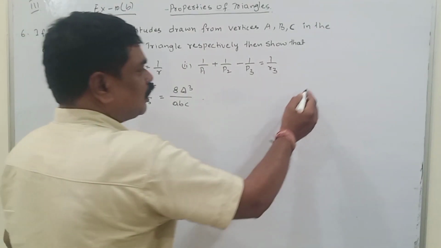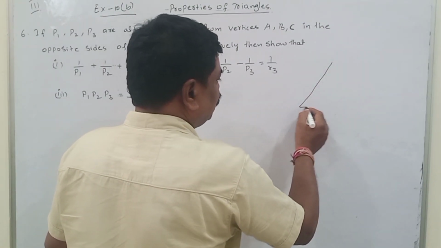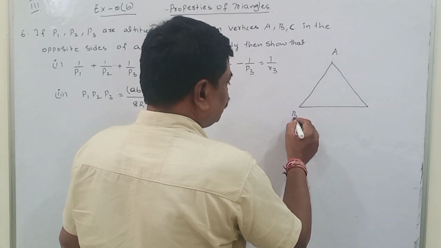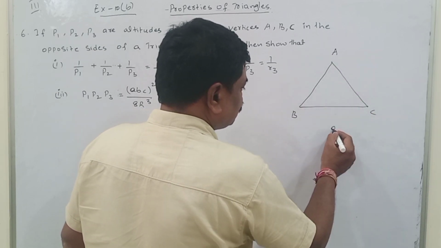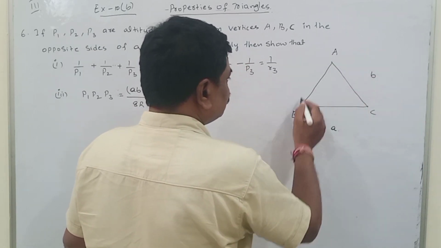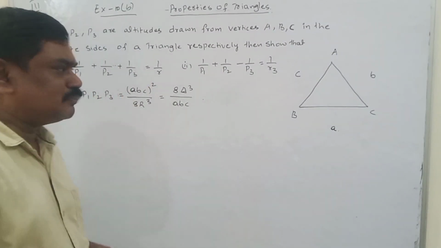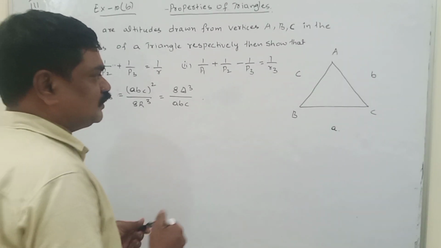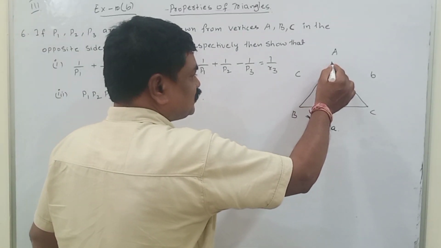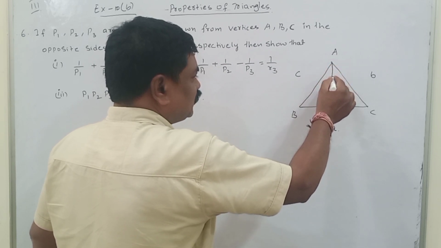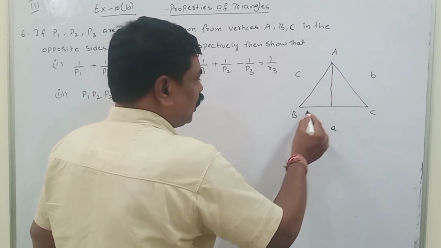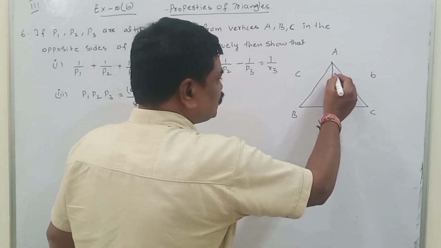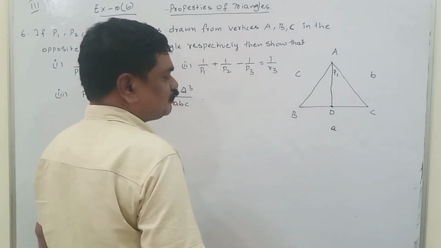First, you have to draw the triangle ABC. This is the triangle ABC. This is side a, this is side b, this is side c. Then you have to draw the altitudes from the opposite vertices. So this is the vertex A, the altitude from A to BC is D. So AD is the P1 altitude.